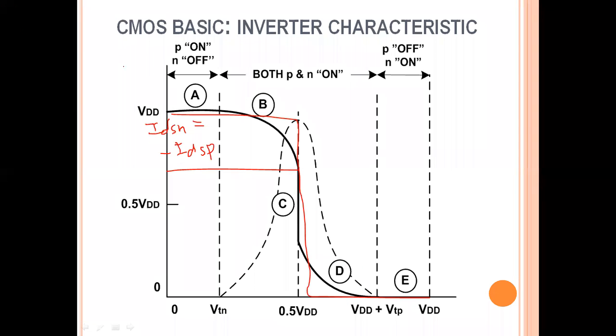But in the practical case, the characteristics of the CMOS inverter are divided into five sections: A, B, C, D, and E. I hope everyone has understood the transfer characteristics of the CMOS inverter. This is a very important and complex topic of unit number 1. So if anybody has a doubt, please ask me about the transfer characteristics of the CMOS inverter.